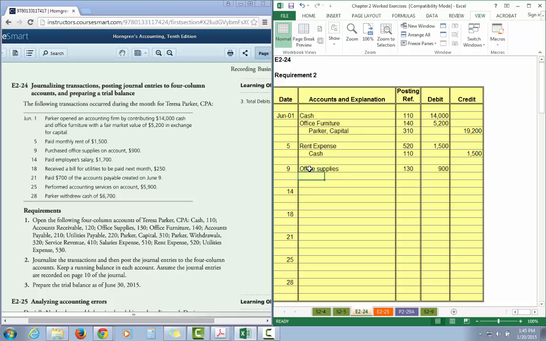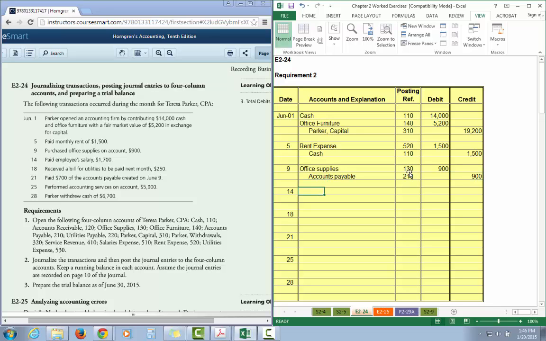And we're buying them on account. So we're not paying cash, so our cash isn't going down, but we're incurring a liability. So we have accounts payable because it says on account. And they said that account number is, let's look over here, 210, $900. All right.